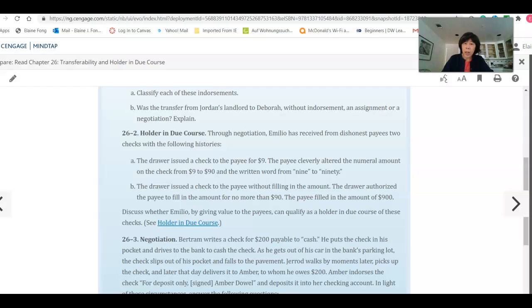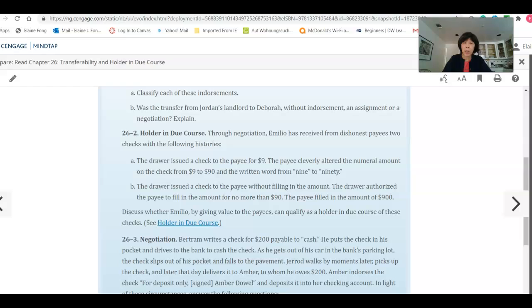This check, it's not an alteration. What we have in letter B is an incomplete check that has been filled in incorrectly. The authority to fill in the check was up to $90. However, the payee filled it in for $900, exceeding the authority that the owner of the account had given to the payee. So in this case, again, we ask ourselves, does Emilio qualify as a holder in due course?